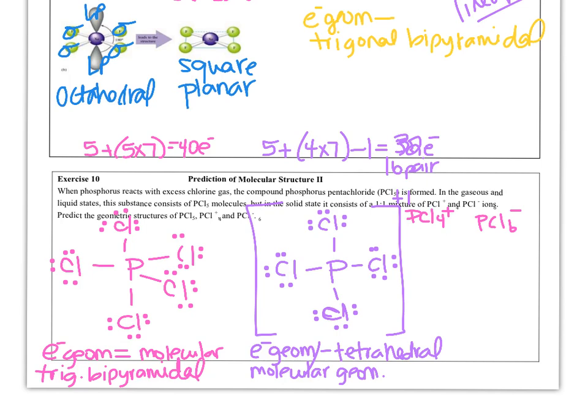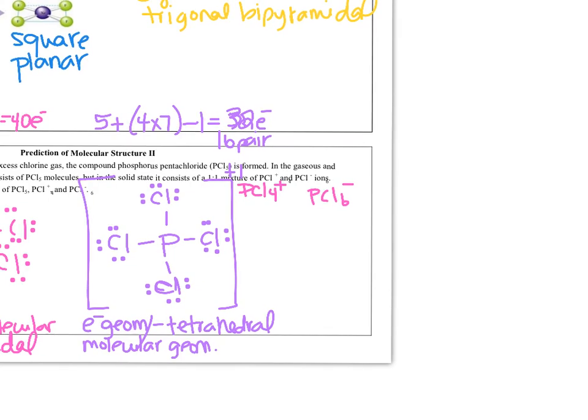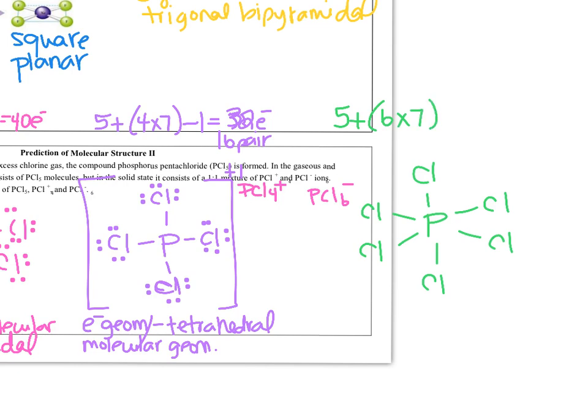All right, the other one, I'm going to scooch over here to give myself some room. So this last one, PCl6 minus, right? So again, I'm going to have my phosphorus in the middle, and I'm going to have 6 chlorines. So I'm going to have 1 chlorine up, 1 chlorine down, and now I'm going to have 4 chlorines around the center to make them fit. So when I do my math, I'm going to have 5, and now I'm going to have 6 times 7. And the minus 1 means plus 1, it gained 1.